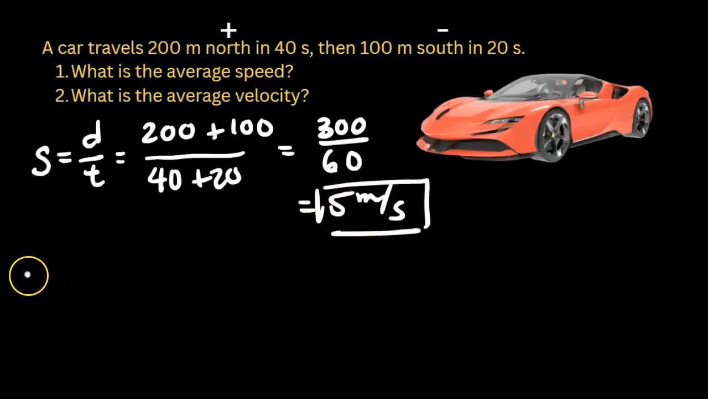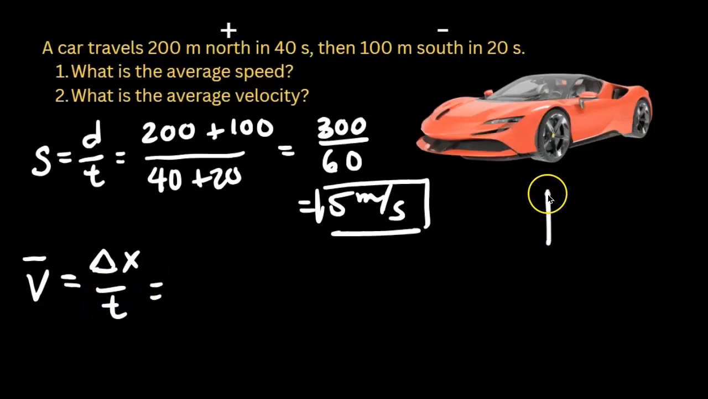To calculate the average velocity, and sometimes you'll see a bar over the v, that just means average velocity, the equation is the displacement divided by the time. Now, to calculate the displacement, we need to define our positive direction. I'm going to make north as positive. So anything that's in the north direction, I'm going to make positive, and anything in the south direction, I'm going to make negative.